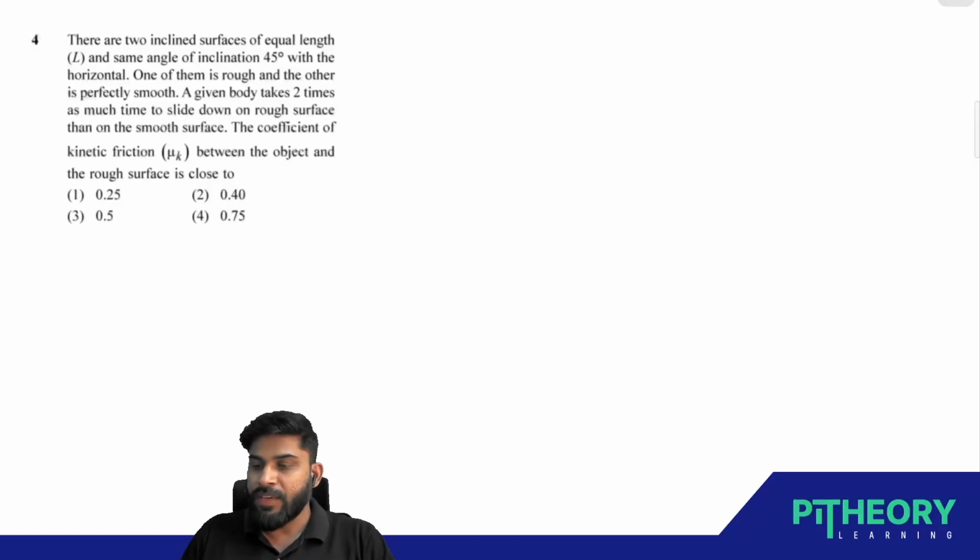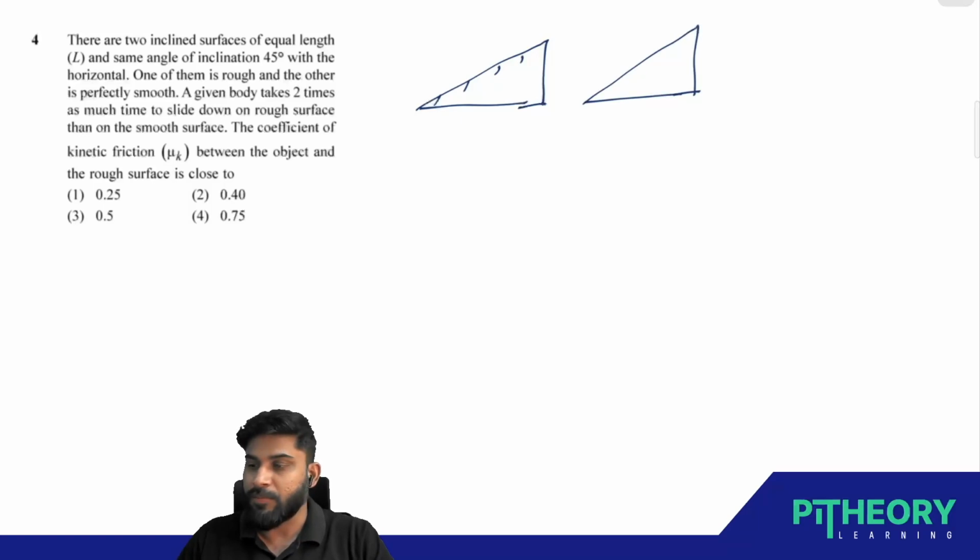Okay, so what we have in this situation is a rough surface and a smooth surface. This is the rough surface that I'm going to denote, and this is the smooth surface. Both have an angle of inclination of 45 degrees. And obviously, we have the time relation given. On the rough one, it is taking more time. The time taken to slide on the rough surface is twice as much as that on the smooth surface.